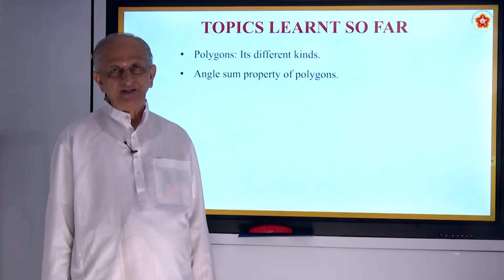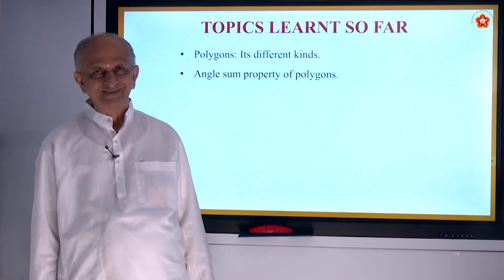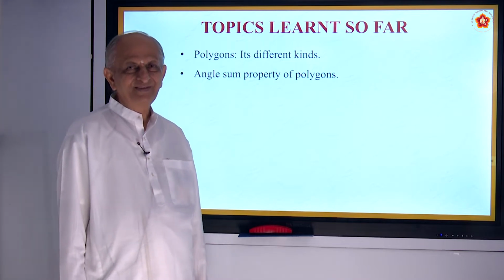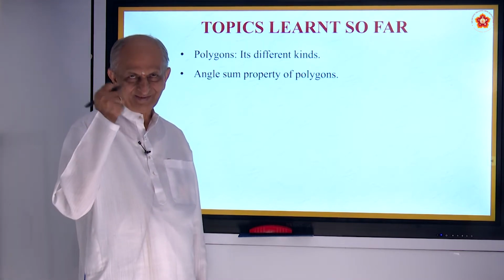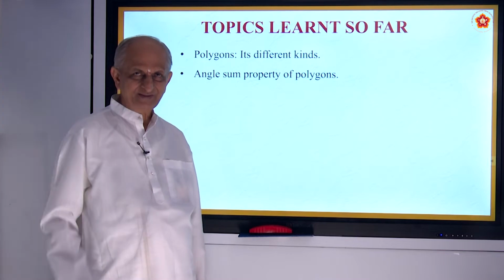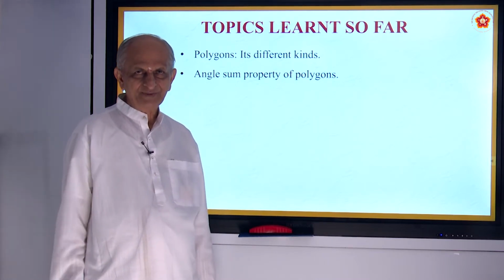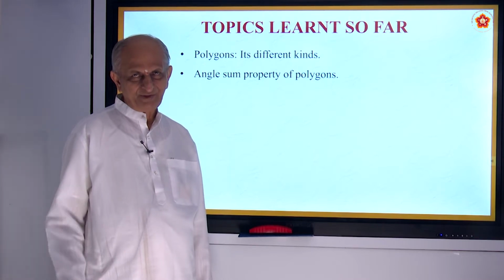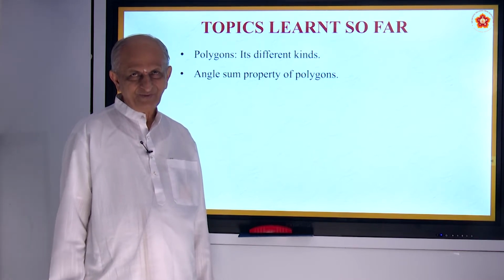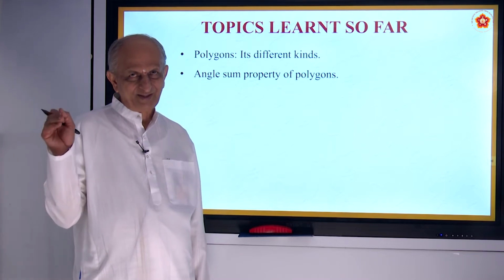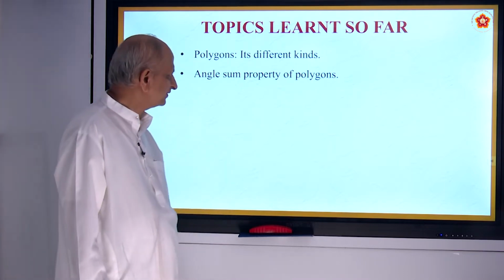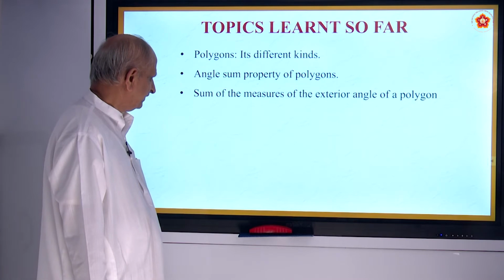In case of a triangle, what is the sum of all the angles? How many angles will be there? Correct? 3. So, what is the sum of the 3 angles? 180 degrees. If it is a quadrilateral, 360. If it is a pentagon, 540, like that, is it not? We have studied the angle sum property in the previous class.